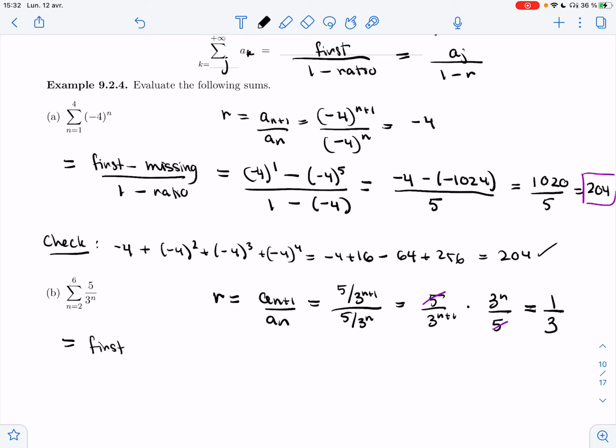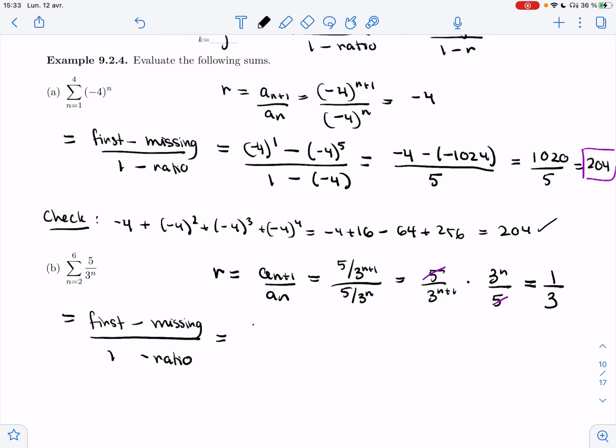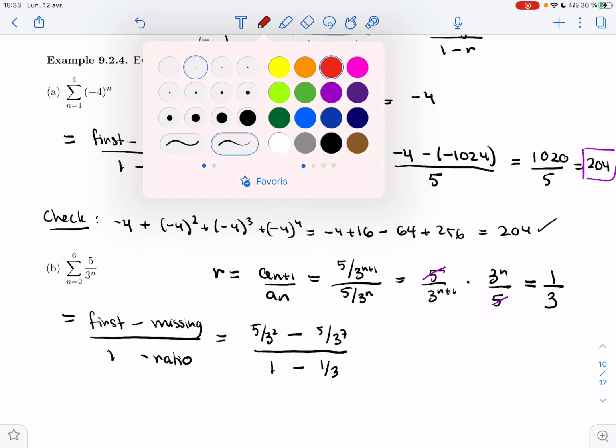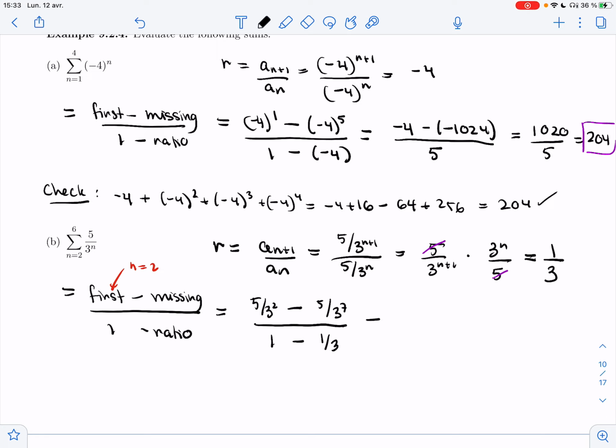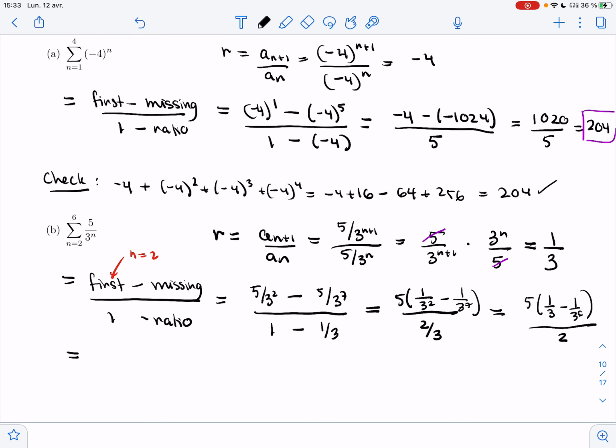All right, so we said first minus missing over 1 minus ratio. And so first would be n equals 2, so 5 over 9. Missing is n equals 7, 3 to the 7. 1 minus ratio is 1 on 3. Let me actually write it just in case it's not clear. Since I have n equals 2, the first one would be in this case n equals 2. All right, so we get 2/3 as the denominator. We can factor 5 out. I get 1 over 3 squared minus 1 over 3 to the 7th. I can multiply by 3, so I'll get 5 times (1 over 3 minus 1 over 3 to the 6) divided by 2. I actually tallied it up and I got 605 over 729.